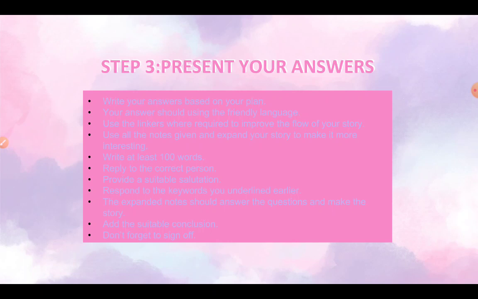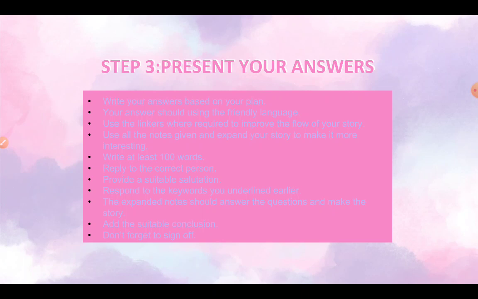Reply to the correct person. So here you have to reply to Azim. Provide a suitable salutation to Azim. Respond to every keyword that you have already underlined earlier in the stimulus. And then you have to expand the notes and the short answers, which answer the questions, and make the story. Please add a suitable conclusion. Finally, don't forget to sign off.